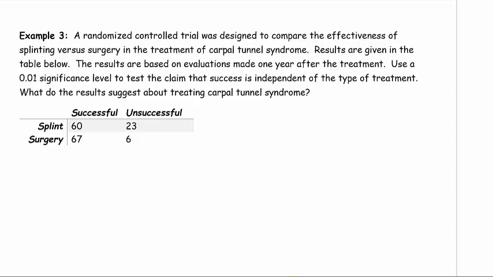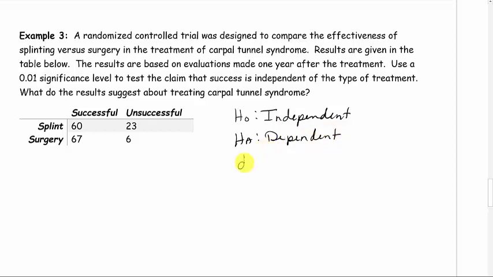First are null and alternative. The null is that they're independent. The alternative is that they're dependent. And our degrees of freedom is, we have a 2 by 2, 2 rows, 2 columns. So subtract 1 from each of those and we get 1 times 1. And so the degrees of freedom for this one are 1.